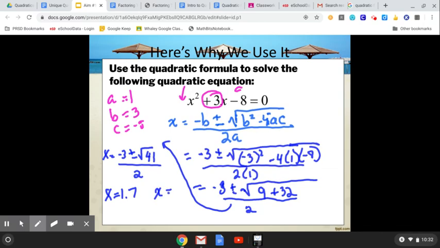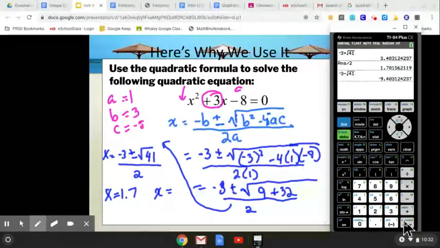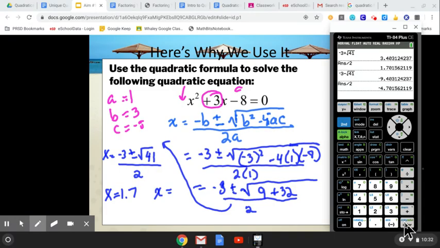Let's do the other version where we subtract the square root of 41. So negative 3 minus the square root of 41. Now I'm going to divide that by 2, and I end up with negative 4.7.